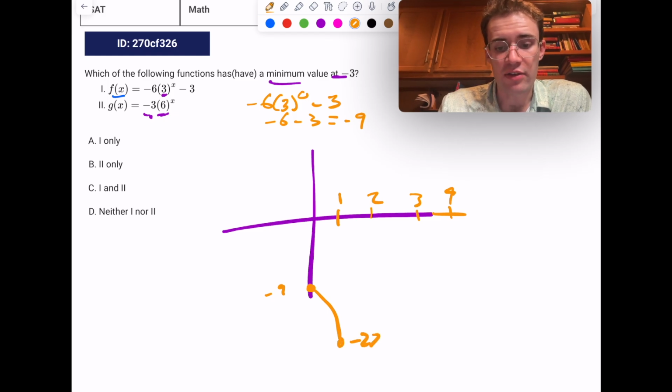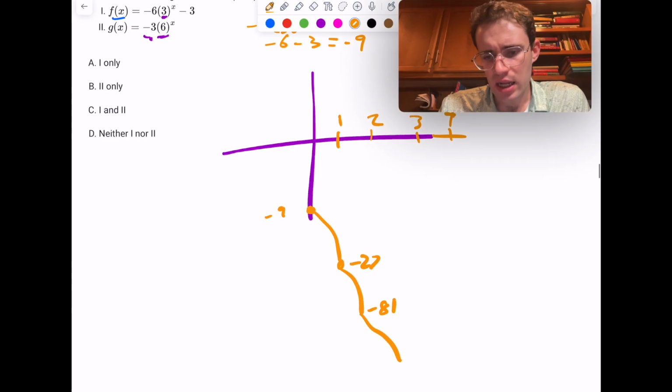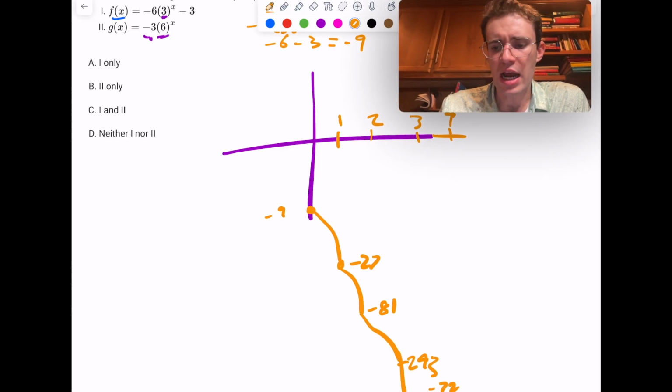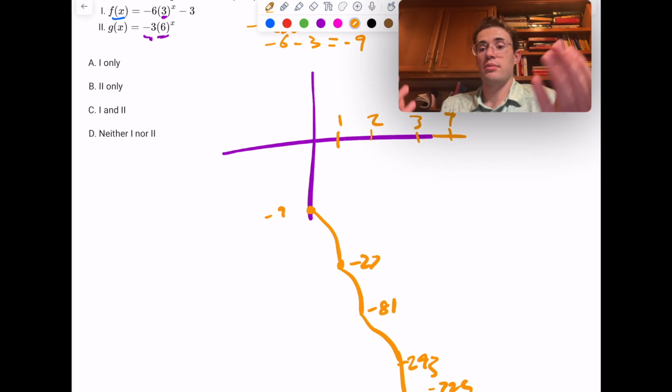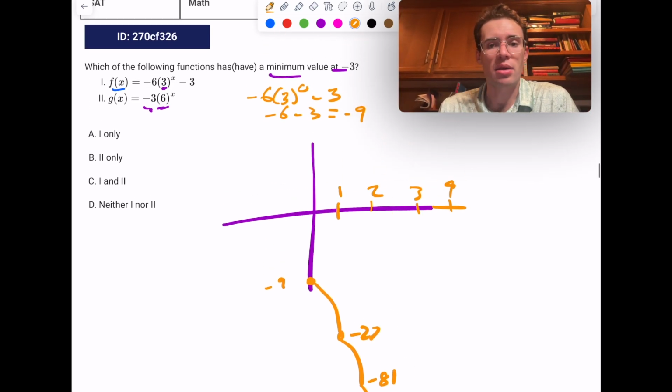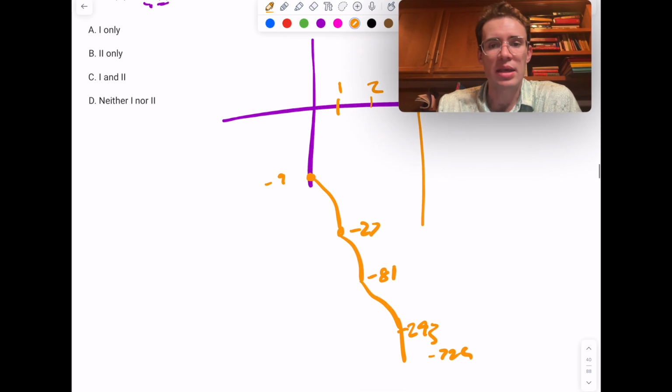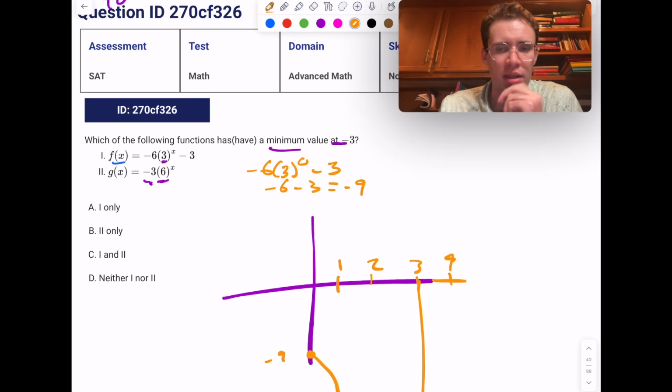It's going to go negative 27, and then negative 81. I know this is not drawn to scale at all. And then negative 243, and then negative 729. Just tripling a negative number makes it more and more negative. So the minimum value is not at 3. It just keeps going down and down and down. They didn't give a domain of this or anything. So there really is no minimum.